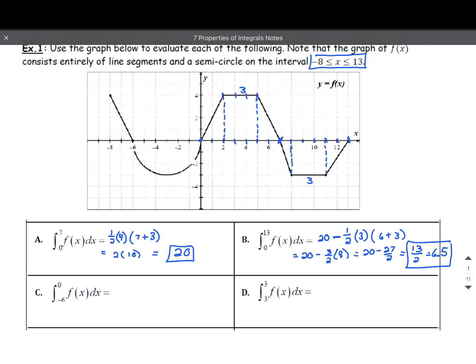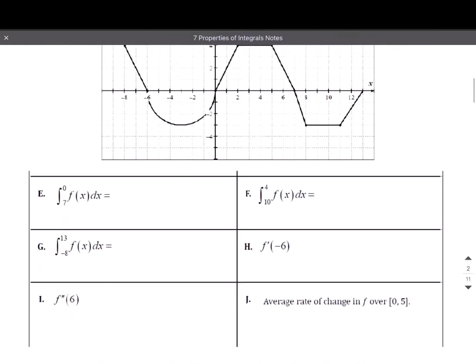Not a problem. C, the integral from -6 to 0. Now that's our semicircle, but also it's below the x-axis. So since we're below the x-axis here, we have to have negative area, and the area of a semicircle is 1/2 pi r squared, and the radius on this circle is 1, 2, 3, so we have 3 squared. So this is -9 pi over 2. Great. Now we want the integral from 3 to 3. So if we start at 3 and we end at 3, we didn't move anywhere, we have no area, and we get 0. Yay! Same picture, just new problems.